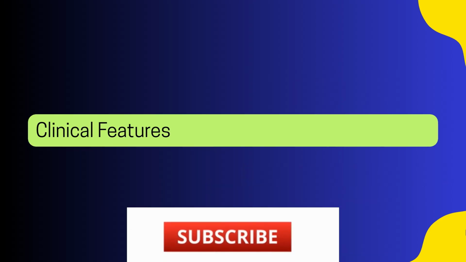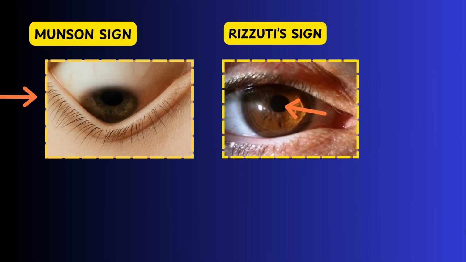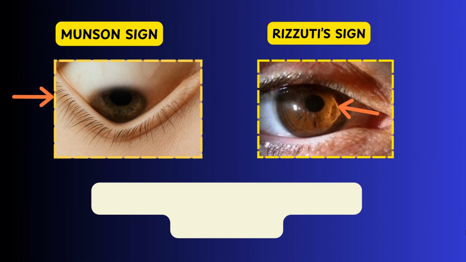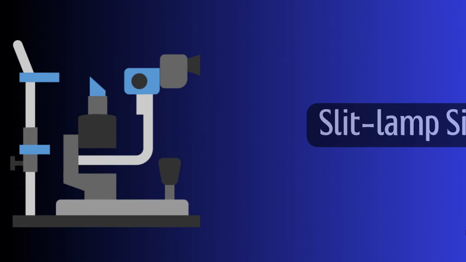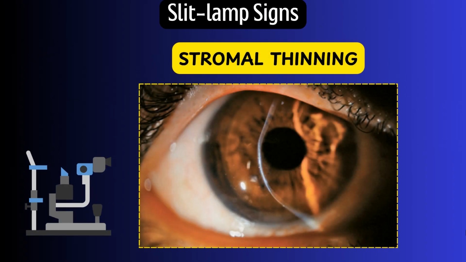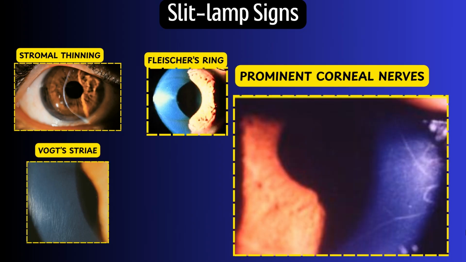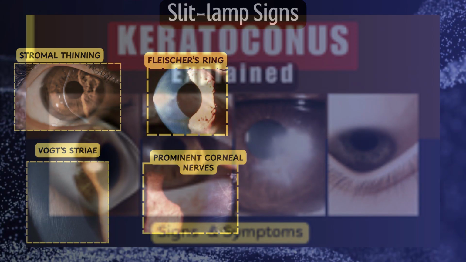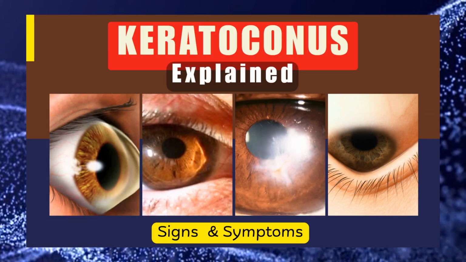While clinical features can certainly aid in the diagnosis of keratoconus, signs like the Munson sign and Rizzuti sign are typically not seen in mild keratoconus. Other slit lamp signs include stromal thinning, Fleischer's ring, Vogt striae, and prominent corneal nerves, all of which we discussed in our previous lecture on keratoconus signs and symptoms.